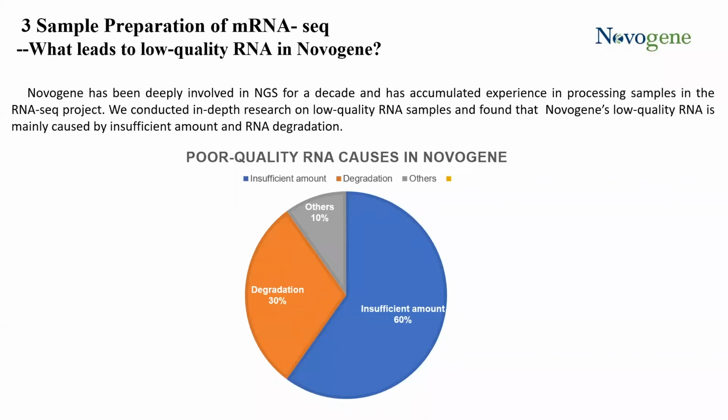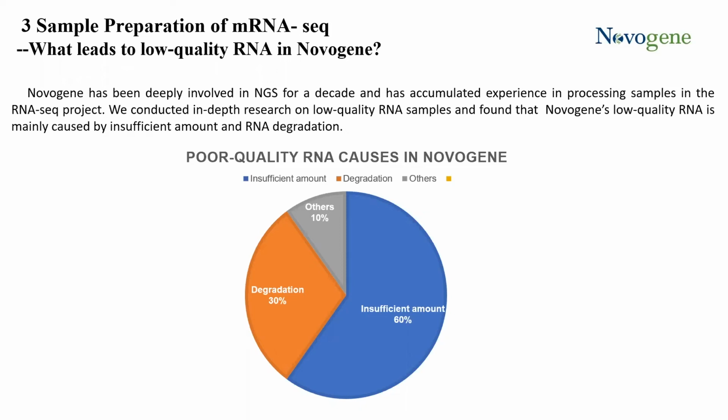The three main factors that cause your sample to be evaluated as hold or fail are insufficient amount to start with, degradation, or the presence of other impurities. Based on our experience and the number of projects that we have worked on, samples are evaluated as either pass or fail.